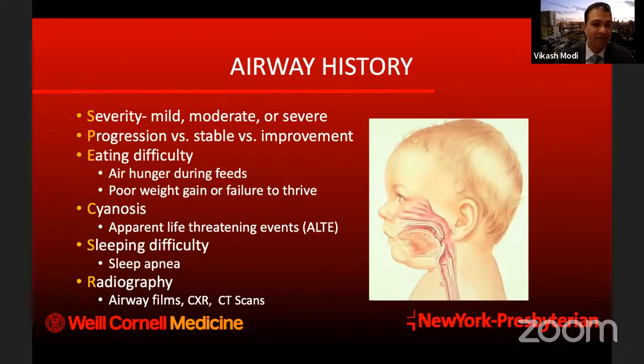If a child ever turns blue, ever has a cyanotic event or has an apparent life-threatening event because of airway distress, that is also a red flag and warrants further investigation. Now, some kids are doing great while they're awake, but when they go to sleep, they have difficulty. The majority of my patients I'm going to be talking about today are kids under the age of 2 years. So it's mainly for congenital airway lesions, and how do we manage it? Sleeping difficulty can happen as young as 2-3 months of age, and that's also a red flag. And finally, do they have any radiography, any films, any airway films, any chest x-rays, any CT scans? Because sometimes that can provide you with some clues.